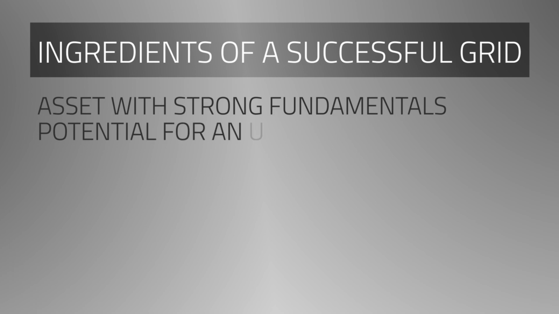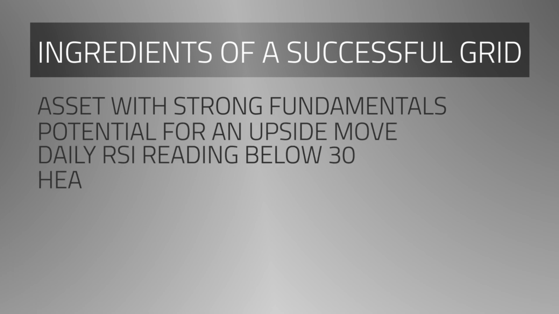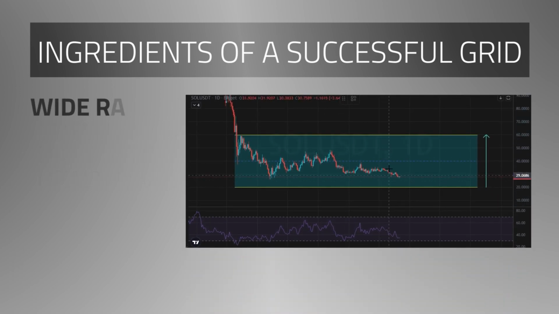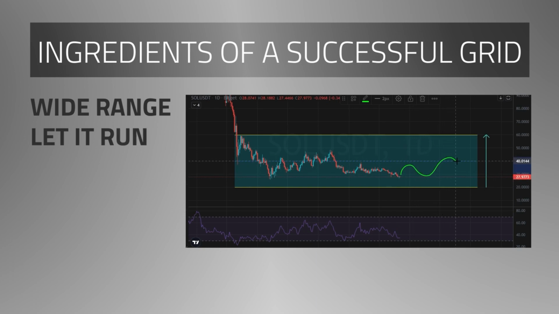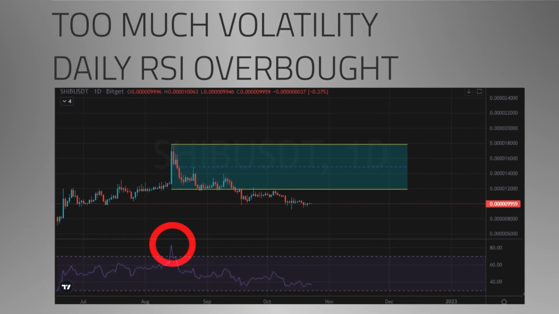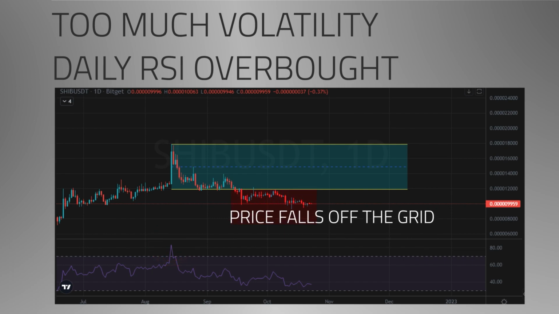So the ingredients for a successful grid launch are this: an asset with strong fundamentals, potential for an upside move, a daily RSI reading below 30, and healthy volatility. In this case, you can simply start your grid with a wide range and let it run until the price hits your top line. On the other hand, it would be a mistake to select an asset with major swings up and down at a time when the daily RSI readings are in the overbought territory. You could easily end up in a situation where your asset price has fallen off the grid and you can just wait patiently for it to come back, and until that happens, no grid profit is being generated.